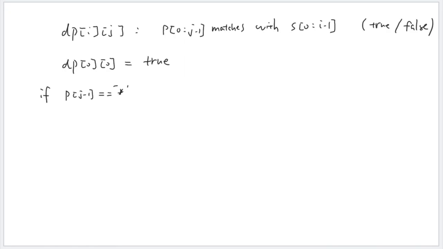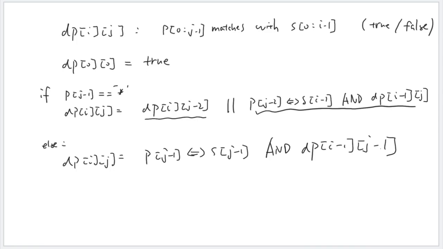When the j-th character in P is the star character, which means the last two characters in the substring P can either not match any characters in string S or match one or more characters in string S. Otherwise, we simply match the last characters of the substring P with the substring S, and if they match, we simply assign dp[i][j] with the previously computed dp[i-1][j-1].